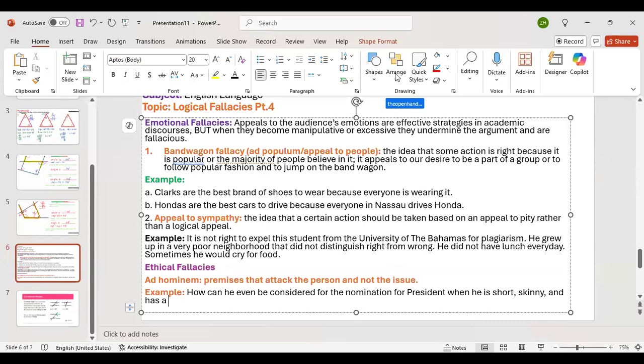Please leave Donald Trump, the great Donald Trump, alone. He has a toupee. Yeah, fake hair. He is a criminal. He is short, skinny, and has a big head. A big bald spot in the back of the head.